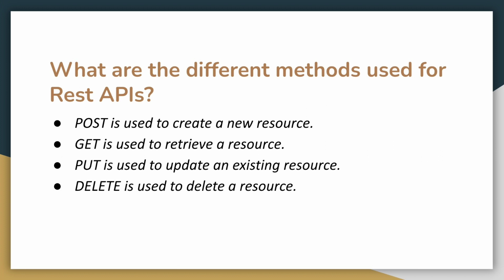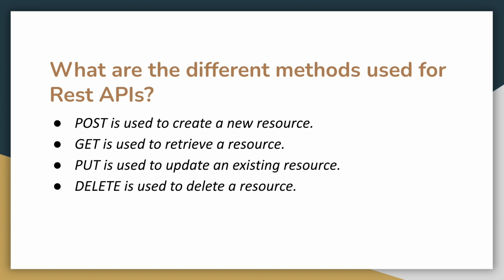So what are those methods? Those common methods are get, put, post, and delete. Whenever you want to, let's say, retrieve a resource, in that case you will use get. Let's say you want to create a resource, in that case you will use post. And if you want to update an existing resource, we will use put, and if we want to delete that resource, we will use delete.